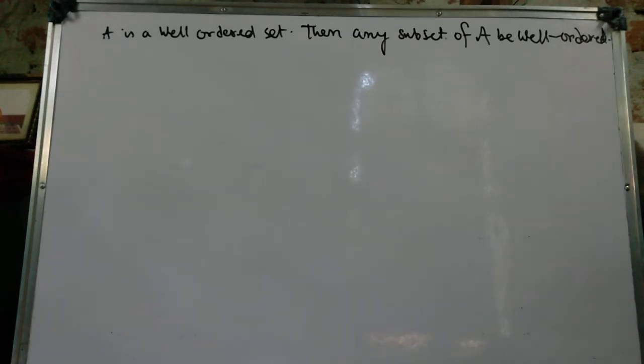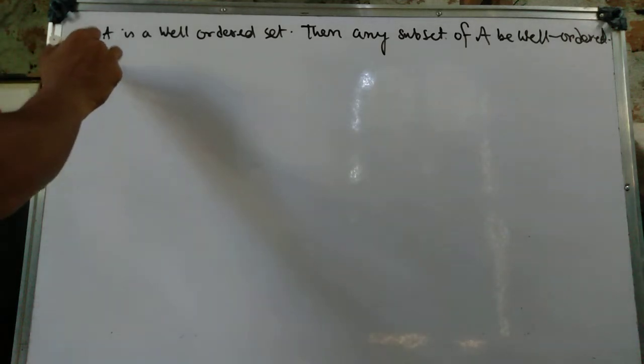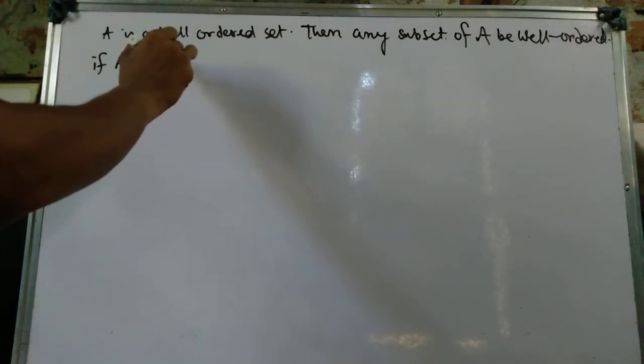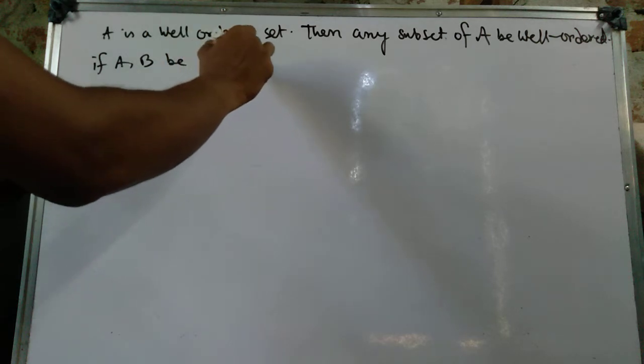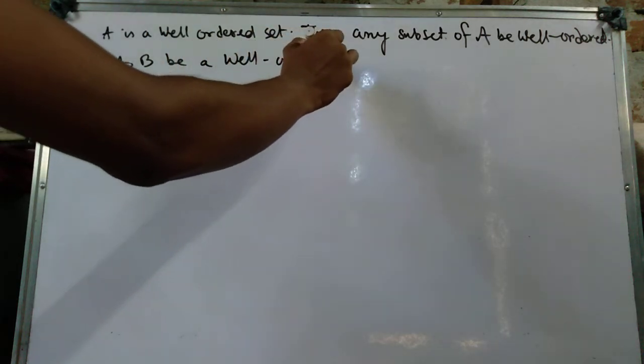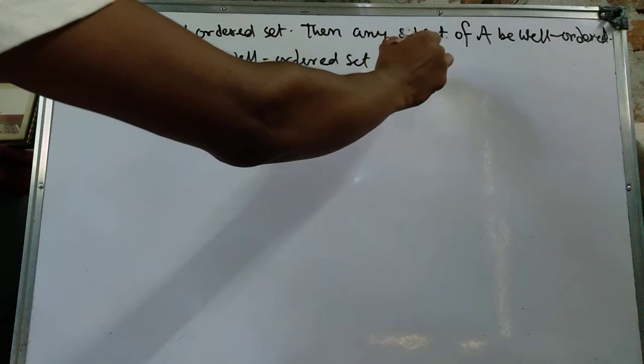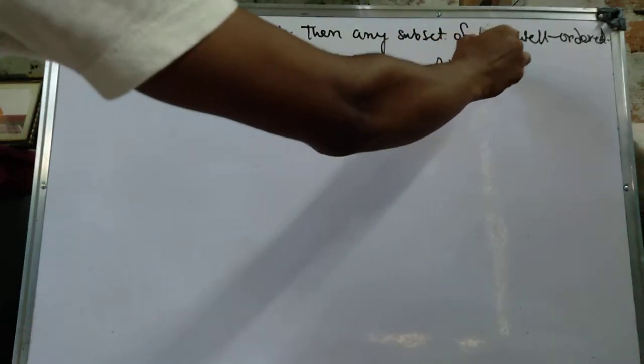In this restricted order relation, if A is a well ordered set, then any subset of A is well ordered. And also we will discuss that if A, B are well ordered sets, then A Cartesian product B is well ordered in the dictionary order.